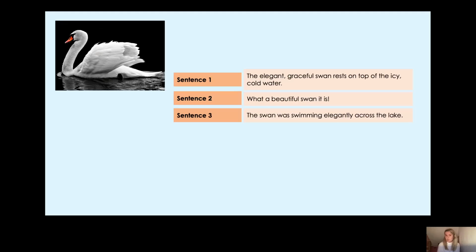And then I've also included an adverb. Can you see? Elegantly. And that describes how the swan was swimming. Okay, so check your past progressive sentence now and check that you've included all of the parts that you need.